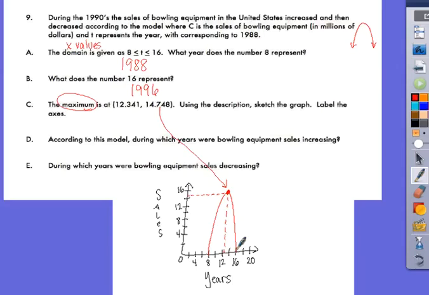Okay, so then we have to answer some questions now that we've created our own graph. Part D says, during which years were the sales increasing? Well, you can see they're increasing right here. It increases from here all the way up to here. So it increases from 8 to, what number was that? 12.34. Okay, so it's going to increase between 8 and 12.341. Would you guys agree? That's where it's increasing. We're looking on the x-axis between 8 and 12.3. And then it starts to decrease starting back at 12.341 all the way to 16.